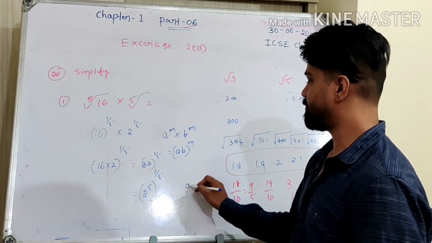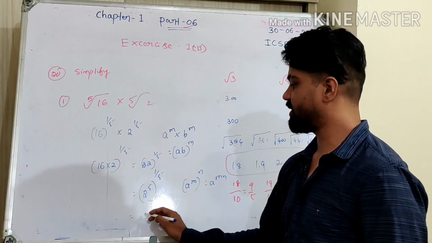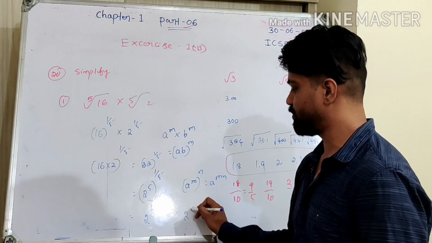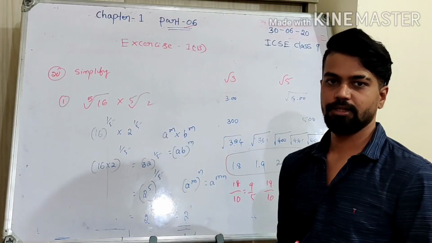So we know (a power m) whole power n is going to be a power mn. Same way we can multiply 5 into 1 by 5, they will cancel, we end up with 2 power 1. So that is a simplified answer. So this will end up with 2 as an answer. Okay.